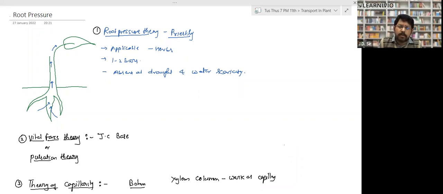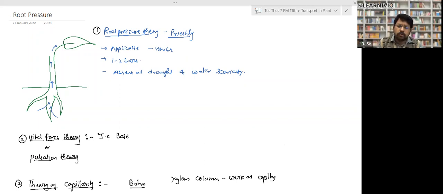A number of scientists came and explained theories, and the first scientist's name was Priestley. He is the same Priestley who discovered oxygen, who discovered that oxygen evolved from photosynthesis. So the same Priestley gave the root pressure theory. He said that roots absorb water from the soil and put pressure in the xylem, and with the help of that pressure, water moves upward, right?